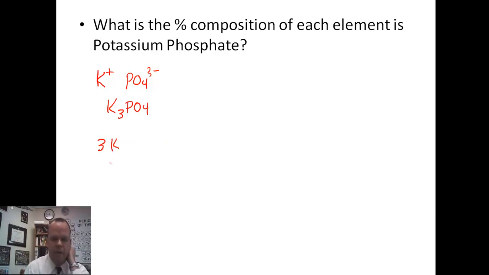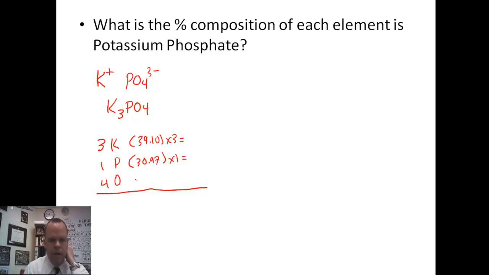Now when solving these, I think the easiest way to do it is set up a little table to find the total mass. You're going to have 3 potassiums, 1 phosphorus, and 4 oxygens. Potassium has a molar mass of 39.10. There are 3 of them. Phosphorus has a mass of 30.97. There's 1 of those. And oxygen has a mass of 16.00. And there are 4 of these. So in each case, you see I'm carrying these to at least 2 decimal places.